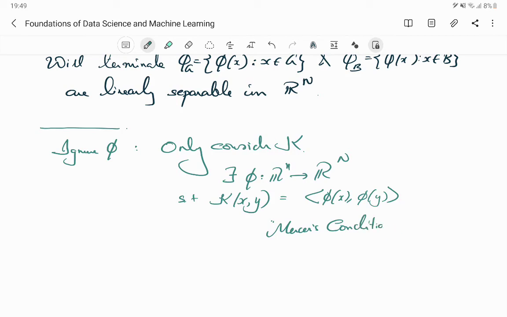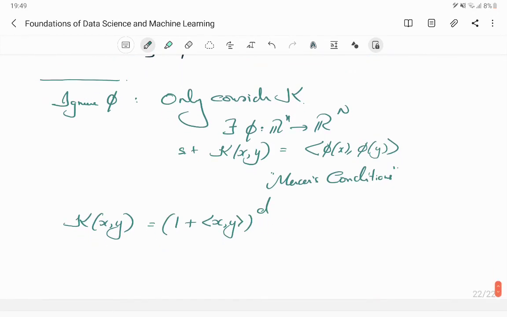But usually you don't have to worry too much, because there are some standard kernels which people use, right? In fact, one of the very common kernels to use is (1 plus the inner product of x and y) to the power d, for some d of your choice. This is one common kernel to use. It's a good exercise to verify that these are indeed kernels. Then you also have this famous Gaussian kernel, which is something like the norm of x minus y, the whole squared, with some constant, right?